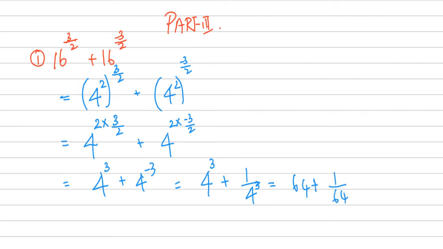Most of the time this will be the option provided to you if you are attending some competitive exam. So this term will be in the expression, but in the very rare case you may have to take LCM and simplify it, and finally you will get 4097 divided by 64. Okay, so let's move on to the second question.